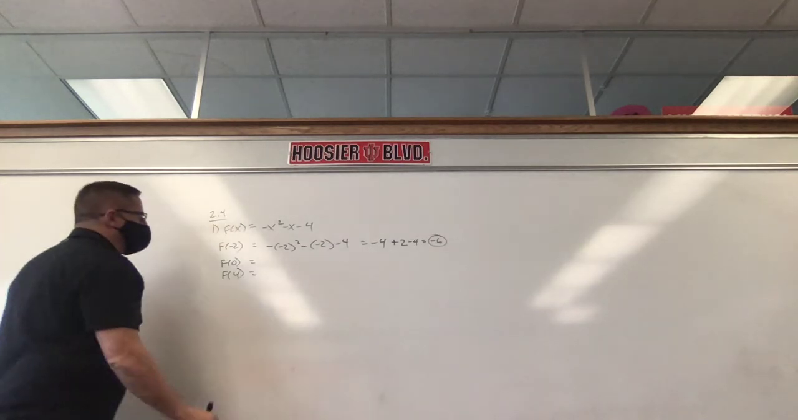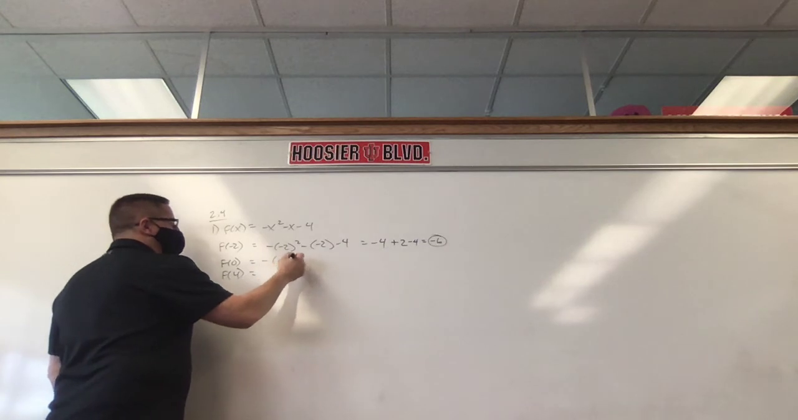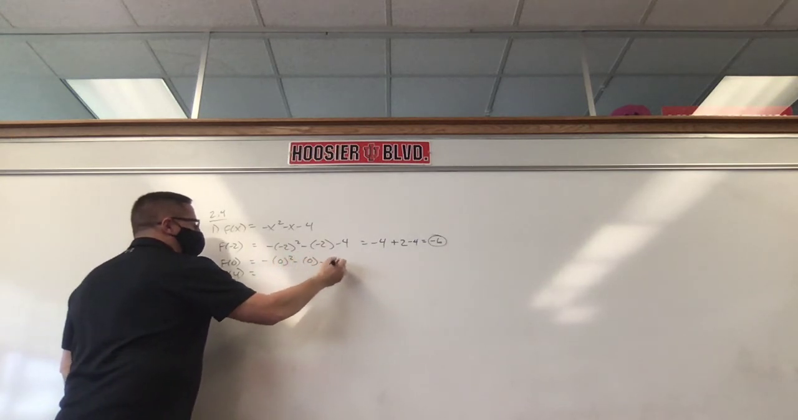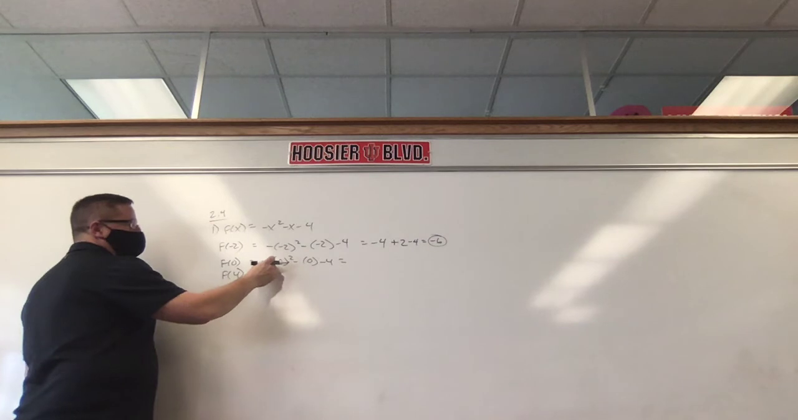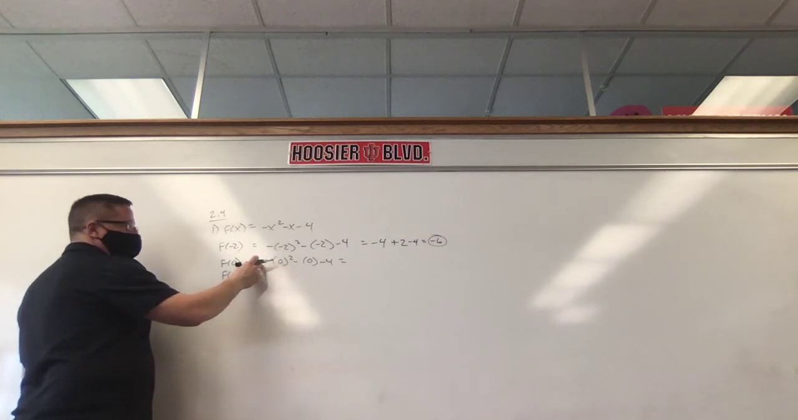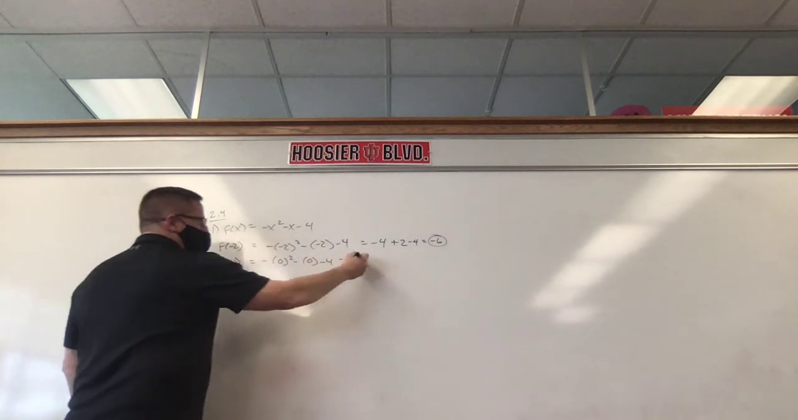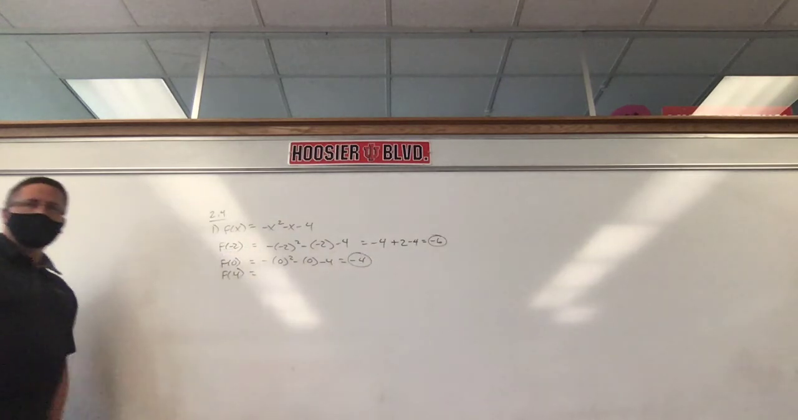We plug in 0. Negative parentheses 0 squared minus parentheses 0 minus 4. Well, this is just 0 squared, which is 0. The opposite of 0 is still 0. Minus 0 is 0. Minus 4. I'm not going to show my work on that one. Everything goes away except for the negative 4.